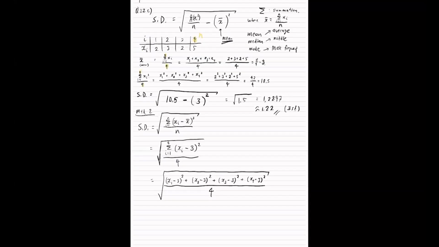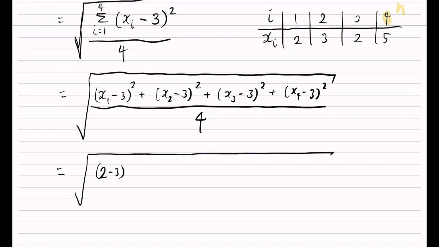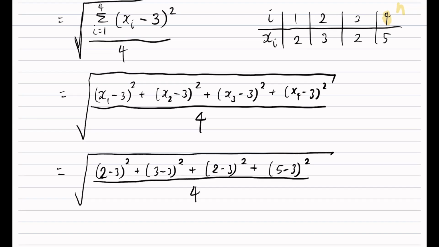Let me just copy and paste it down so I can have an easier time. So I'll just sub in. Take the square root of 2 minus 3 squared plus 3 minus 3 squared plus 2 minus 3 squared plus 5 minus 3 squared, all divided by 4. Let's check. Yep, should be the same answer.